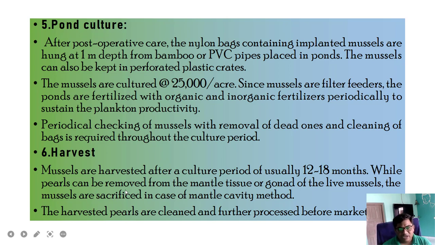Okay, so while pearls can be removed from the mantle tissue or gonads of live mussels, the mussels are sacrificed in the case of the mantle cavity method. The simple method is called the mantle cavity method, so we have to sacrifice the mussel. The harvested pearls are then cleaned and further processed before marketing. You have to collect the pearls after harvesting and clean them with water, then some processing is done. After some processing, they are ready to sell in the market.